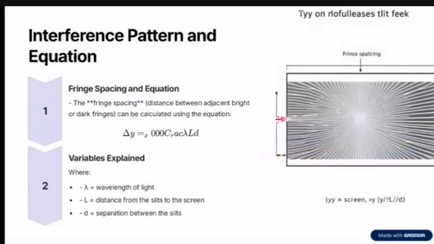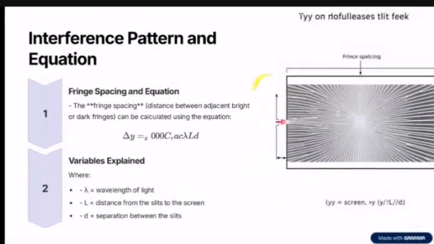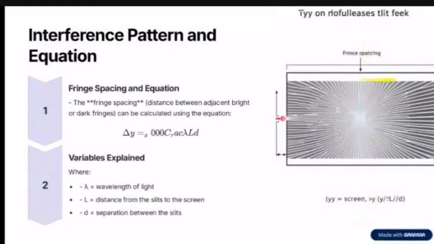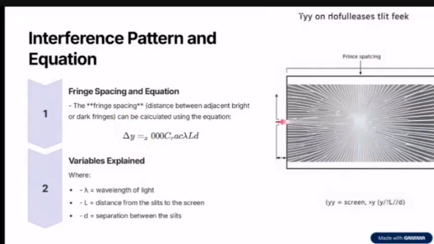Your D is the distance between the two openings on the opaque material, the distance between the two holes. Your L is the distance between that center material and the screen where the light is being displayed. Your lambda is your wavelength. Your delta Y is the distance between one light spot and the next on the screen. So that's the interference pattern equation, or the fringe spacing equation.